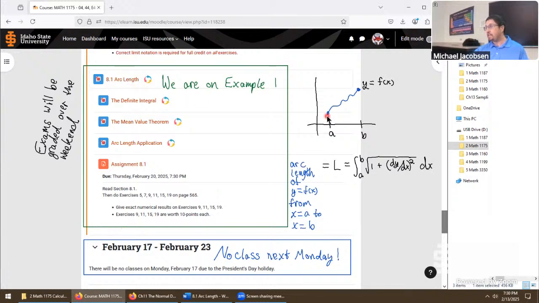Our goal is to find the arc length of random curves like this one, the arc length of a function y equals f of x from x equals a to x equals b. I'll just say L, saves a lot of oxygen that way. And this is the equation that we derived, but we didn't get a chance to actually use. So that's what we're going to be doing today.